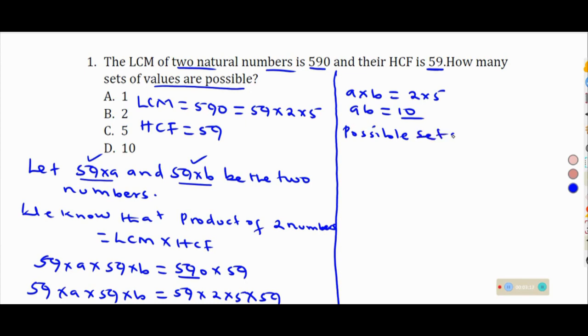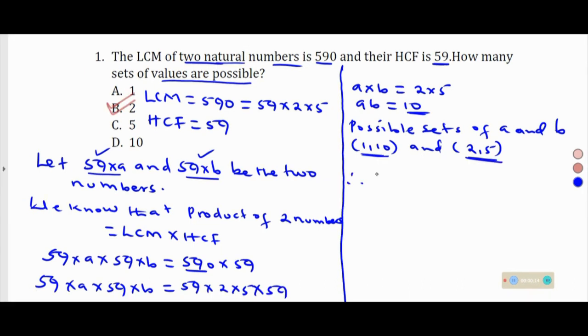So possible sets of A and B, whose product will be 10, can be 1 and 10. Then you can also have 2 and 5. Simply because when A is 1 and B is 10, when you get AB, it will give you 10. That is 1 times 10. And when you get 2 times 5, it will also give you 10. So A can be 2 and B can be 5. So the possible sets of A and B are 1, 10, then 2 and 5.